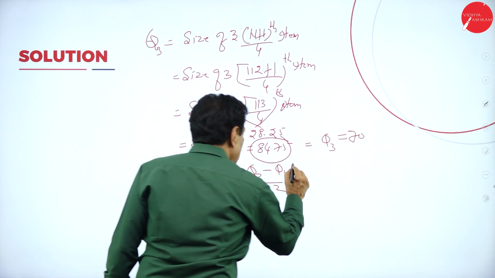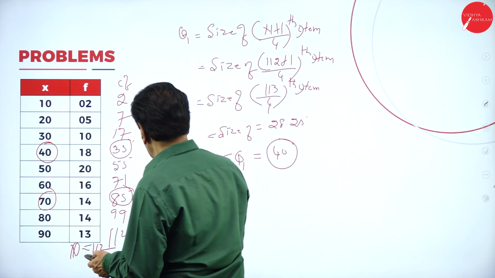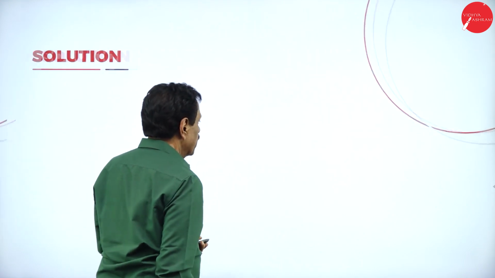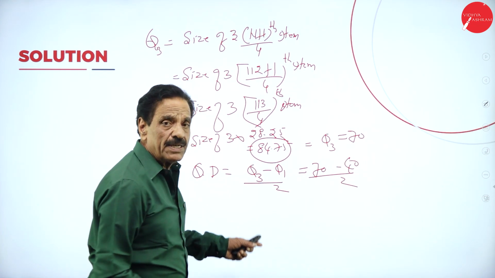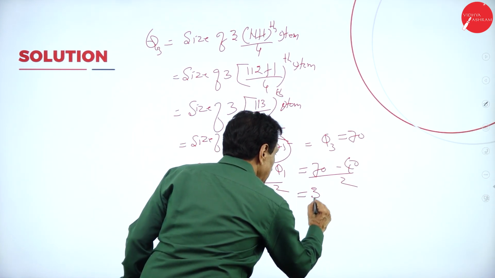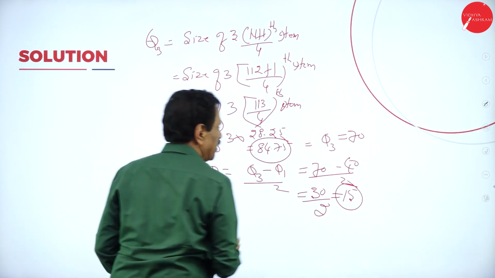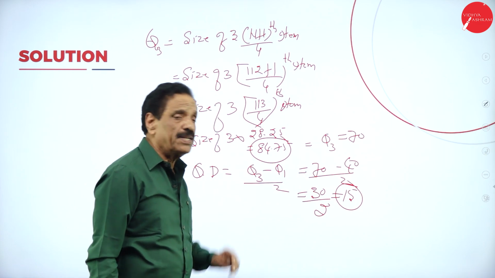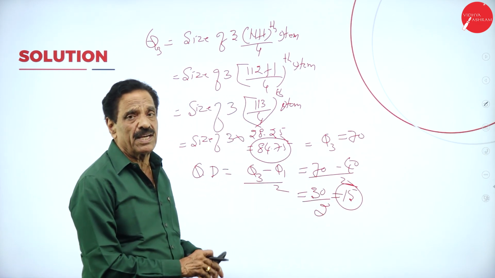What is your Q3? 70. Minus, what's your Q1? 40. Divided by 2. 70 minus 40 divided by 2. This is 30 divided by 2. This is 15. So Q3 is 70, your Q1 is 40, and 30 divided by 2 is 15.